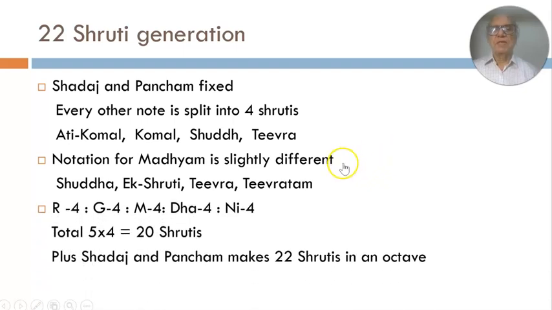Okay. So let us count our total number of notes now. Rishabh 4, Gandhar 4, Madhyam 4, Dhaivat 4 and Nishad 4. So 5 into 4, that gives you 20 Shrutis. And then you have Shadaj and Pancham which are fixed. So total 22 Shrutis in an octave. Alright. So this is the overall view of 22 Shruti generation. Let us now actually generate the further ratios.